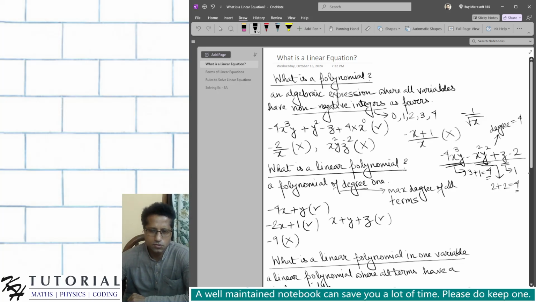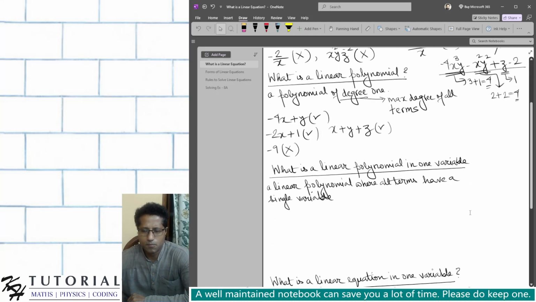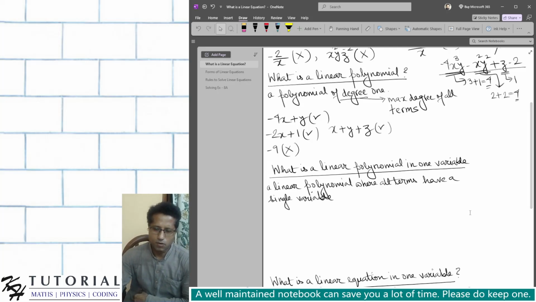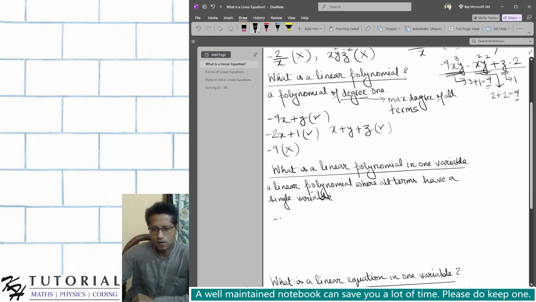Okay, so we understood what a linear polynomial is. Now, what is a linear polynomial in 1 variable? It must be very obvious that a linear polynomial in 1 variable is just a linear polynomial where all terms have a single variable. That is, the entire polynomial involves only a single variable, like minus x plus 1, or minus 4x plus 1 by 4. This is also a linear polynomial in 1 variable.